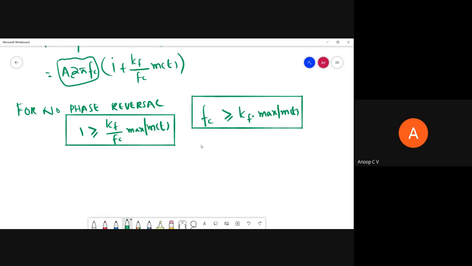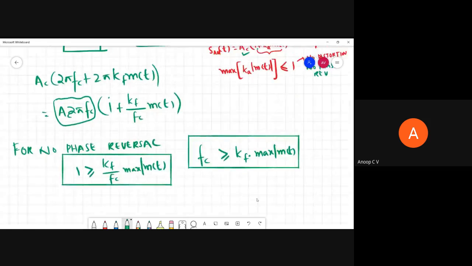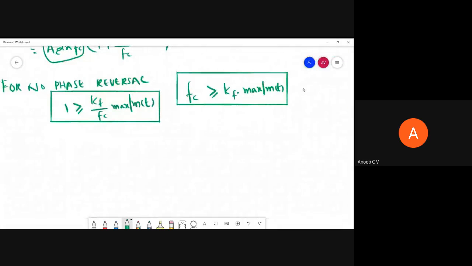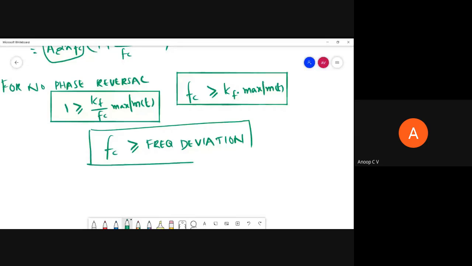So now the condition for no phase reversal, or for us to be able to use this particular demodulation scheme for FM, is that this condition is satisfied. What is the condition? The carrier frequency FC should be greater than or equal to the frequency deviation.